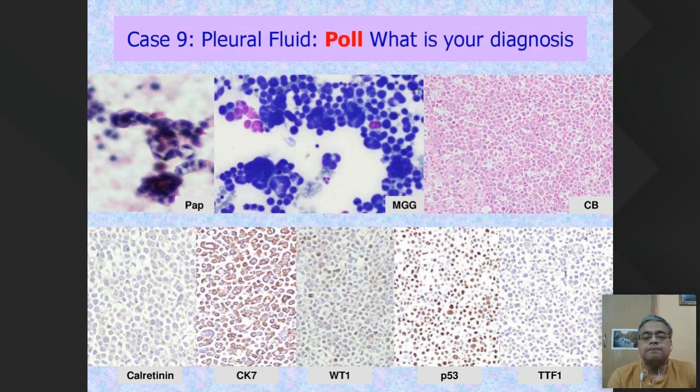P53 is strongly positive. So P53 coming positive like this indicates that this is a malignant tumor. But WT1 only weakly positive. And I think here it has not been consistent for ovarian carcinoma. Although a majority, 72%, thought it was ovarian adenocarcinoma, 16% thought adenocarcinoma. So because it's pleural fluid, TTF1 is negative.